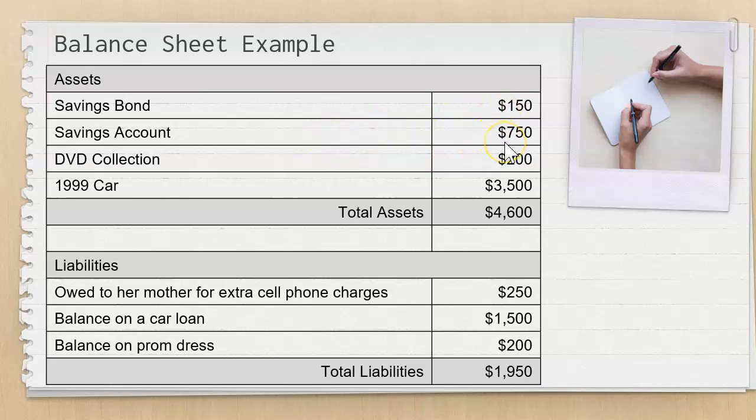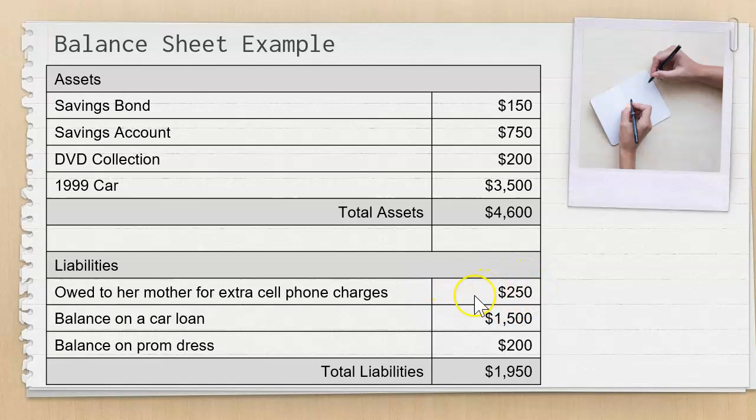So on our assets, we see we have a savings bond valued at $150, a savings account with $750 in it, a DVD collection valued at $200, and a car from 1999 that's worth about $3,500. Probably isn't even worth that much. And when we add them all together, we see that our total assets are $4,600.